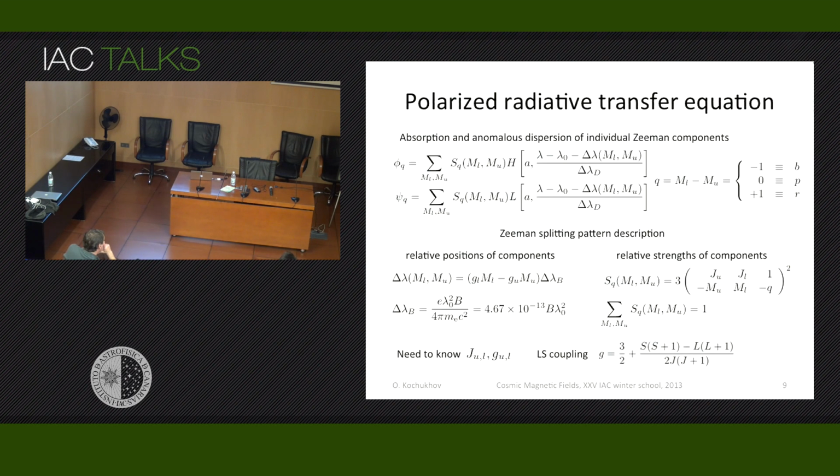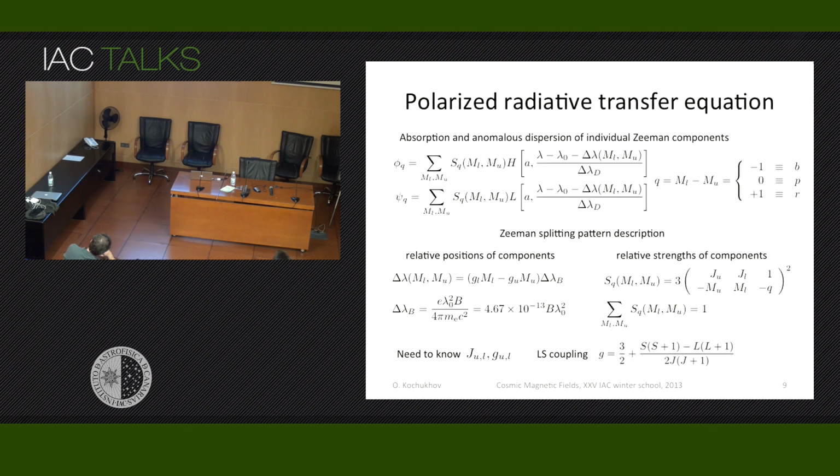Already from this you can figure out that the magnitude of the splitting grows as lambda squared. So the further we go in wavelength, the more sensitive we are to the magnetic field. And what is also useful to mention is that the sum of the strength of each type of the Zeeman component is equal to 1. So there is this normalization. Sum of the strength of pi components equal to 1, and the same for the sigma red and sigma blue.